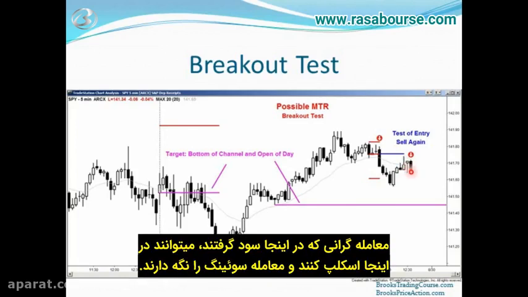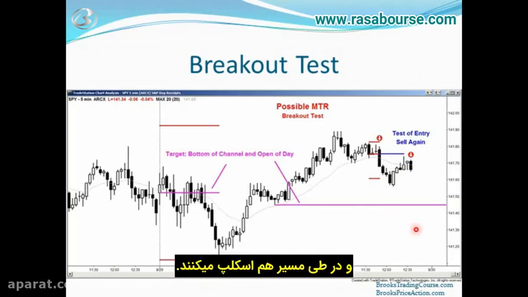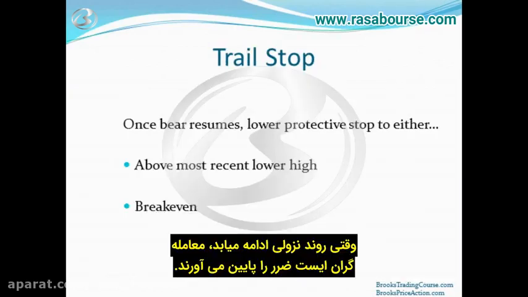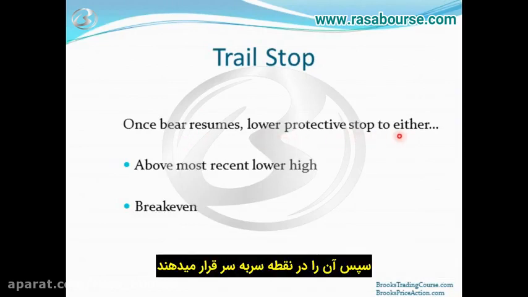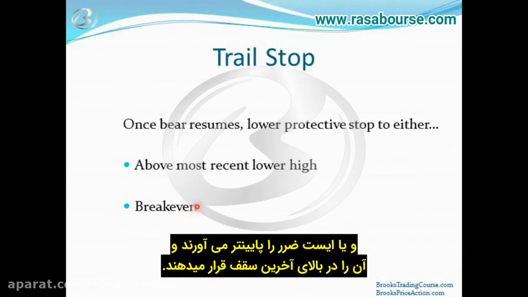Traders who took profits over here, they may put a scalp on here and hold their swing trade. So they hold the swing trade until the market stops trending, and they keep taking scalps along the way, in addition to their swing trade. Once the bear resumes, traders lower their protective stops. Either they just put them down to break even and allow bigger pullbacks, or they lower their stops to above the most recent lower high.